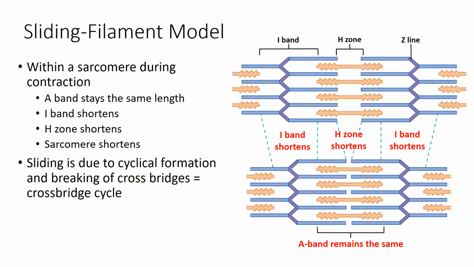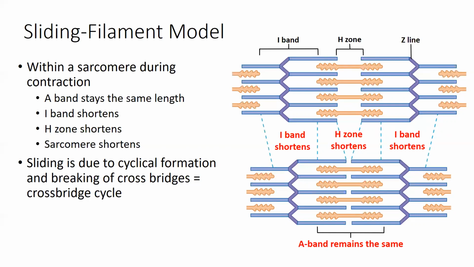The H zone will also shorten. The H zone is this area here, which only has myosin, only has thick filaments. And again, as these two proteins slide past each other, the H zone will shorten. It's in the middle, and myosin is going to slide under actin. It's going to shorten that central area where there's no overlap.